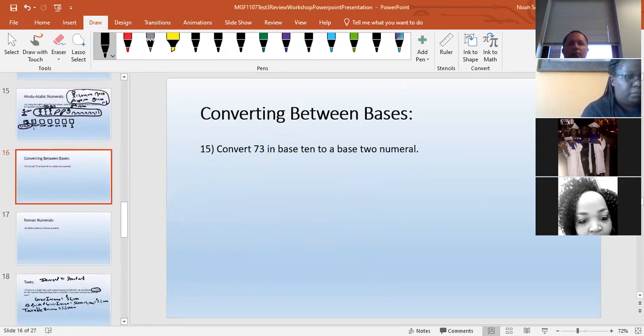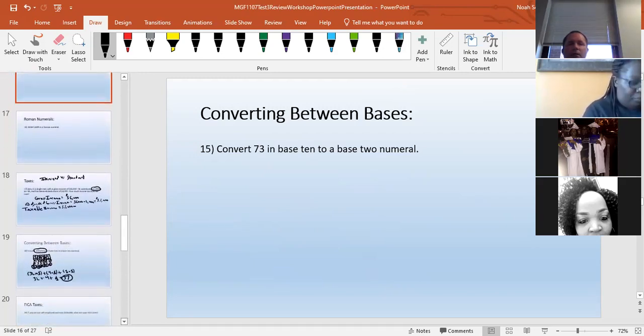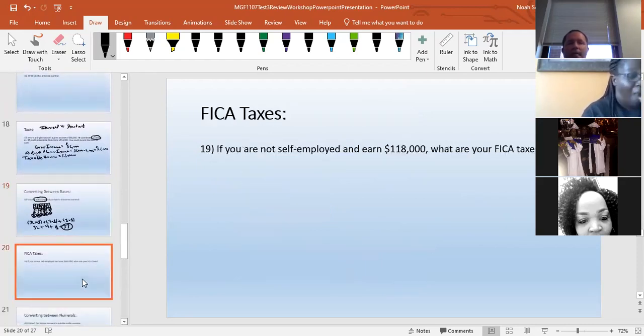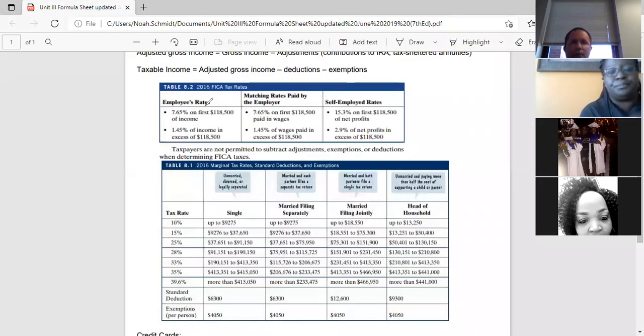All right, the next problem is, and we already did this one, okay. FICA taxes. So this says, if you are not self-employed and earn $118,000, what are your FICA taxes? Let's go to the tax table again on our sheet for the FICA taxes. And so here's the FICA taxes right here. They're going off of the 2016 FICA rates. This person is not self-employed, so they're at the employee rate.